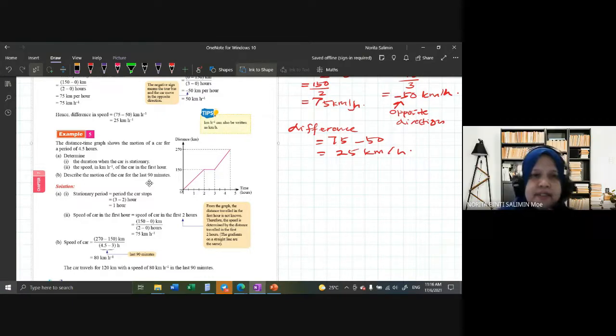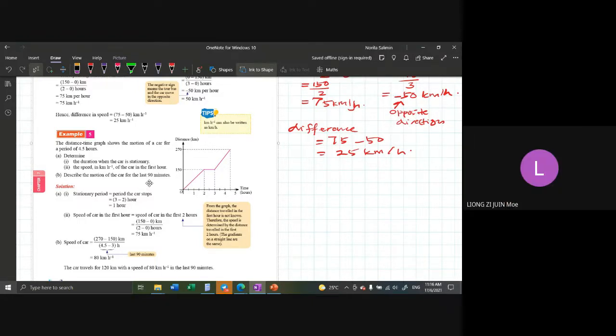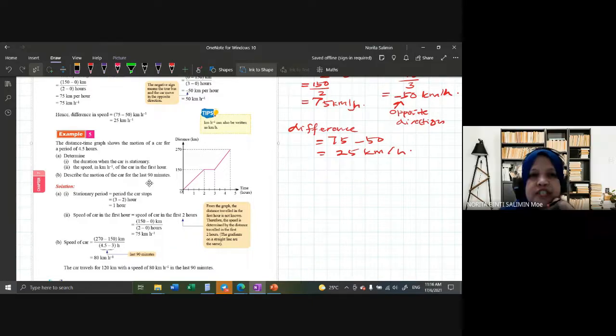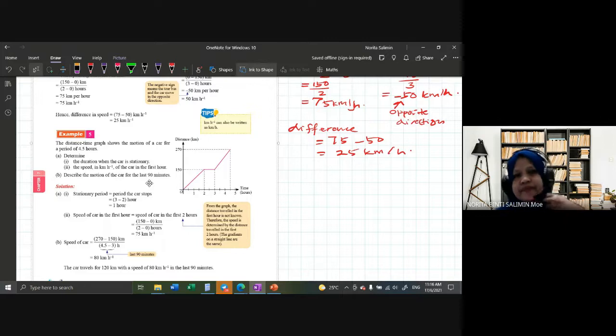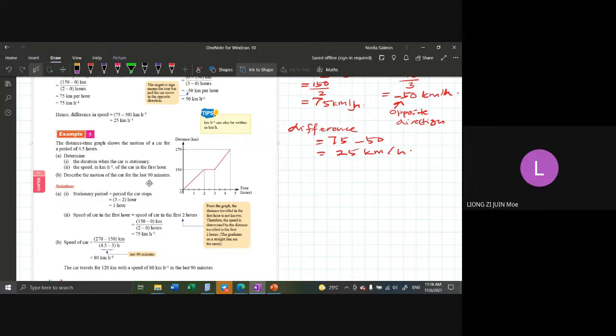Question A. The duration when the car is stationary, and the speed in km per hour of the car in the first hour. H stands for hour, so kilometer per hour. Then B. What is the question for B? Describe the motion of the car for the last 90 minutes.